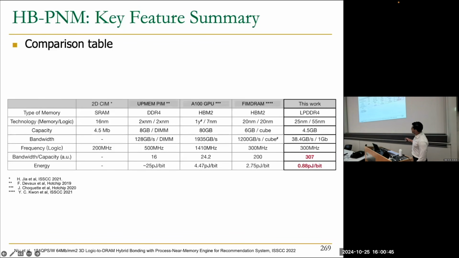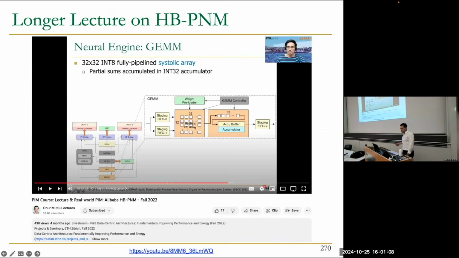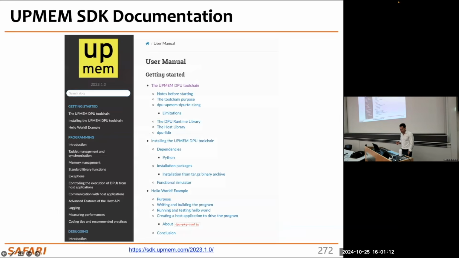But what is important is that their bandwidth per capacity, whatever this metric means, is higher than the other ones. They keep dividing things around to show that based on this metric, something is better than the other. But anyway, the energy is energy, right? The energy per bit is lower compared to the other two, because they are using low-power DDR4. So this is why. If you are interested in this, again, check Luan's lecture on that.